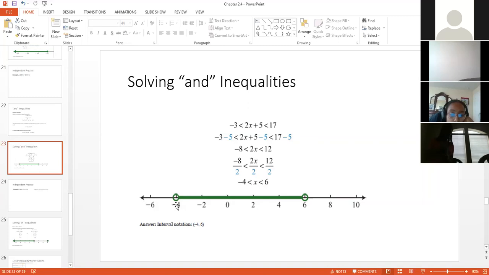If you wanted to graph it, you take the intersection of -4 and 6, with open circles because it's non-inclusive, no equal signs. In interval notation, again there's no inclusive, so just parentheses, with -4 as the lower bound and 6 as the upper bound. Does solving and inequalities make sense? Because we're going to do independent practice. If you have any questions, you can type them.